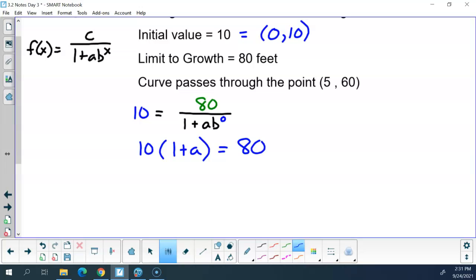Multiply both sides by 1 plus a. Divide both sides by 10. One plus a is 8. Subtract 1. A is 7.